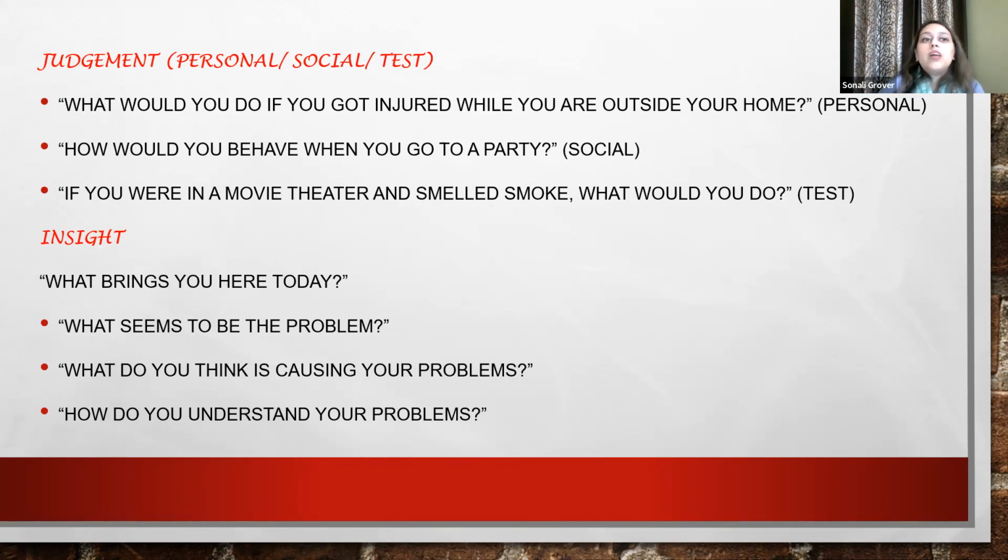What would you do? Insight. What brings you here today? What seems to be the problem? Just to know what is there inside the client, right? What level of awareness is there? What do you think is causing your problems? How do you understand your problems?